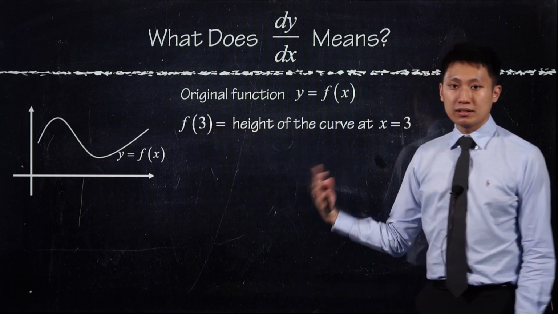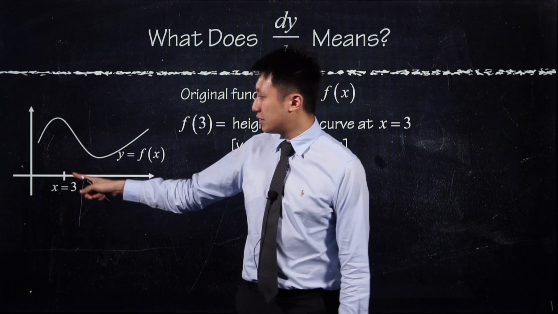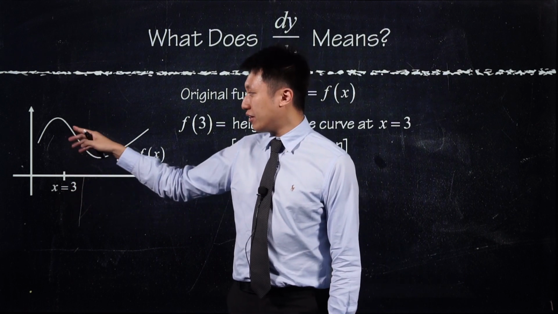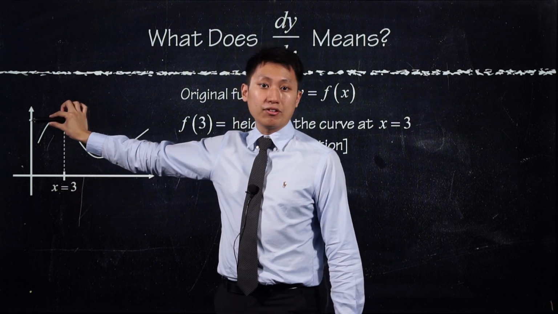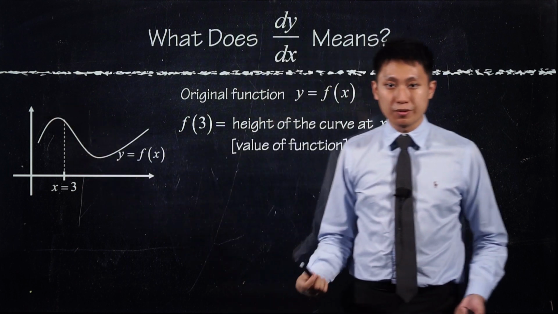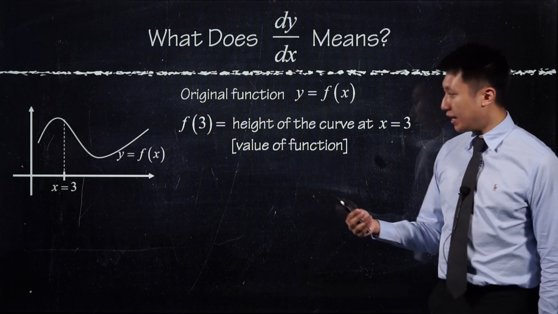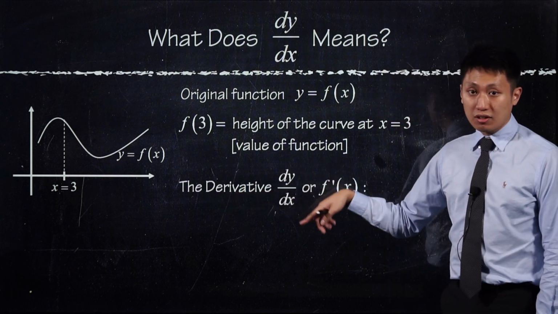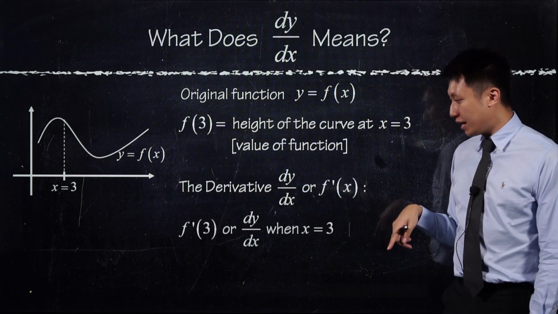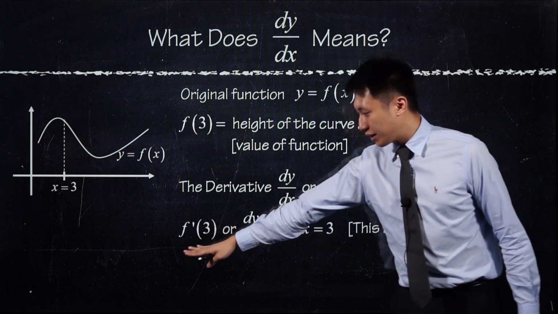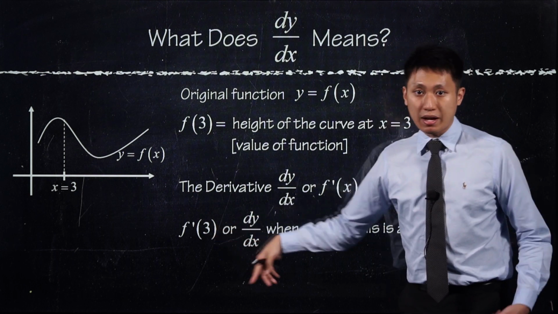So f(3), what does it mean? Let's say 3 is here, then f(3) means the value of the function at 3, right? It will be somewhere here, and the height will be f(3), which is a number. So f(3) means the height at x equals 3. Then now the derivative dy dx, or when it's given in terms of f(x), you say it is f prime of x.